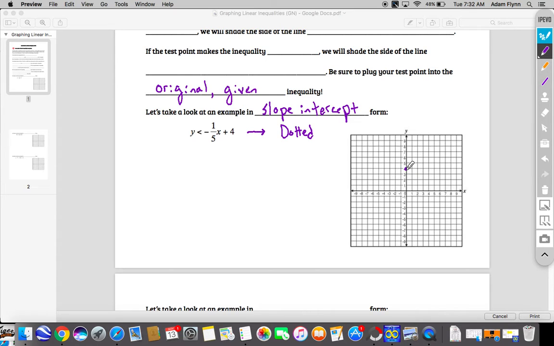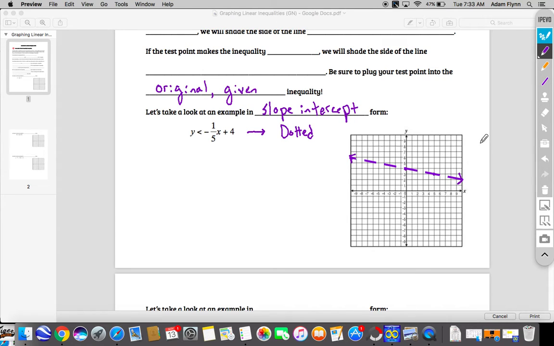My slope is negative 1/5, so I know my line will be sloping down from left to right, so I'll go down 1 and to the right 5. Down 1 to the right 5. Or I could go up 1 and to the left 5. Okay, and I know it's a dotted line, so I'll make a solid line all the way across, and then dot it appropriately, okay? Okay, so there we have our line.